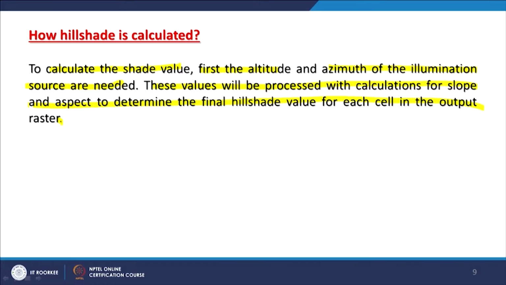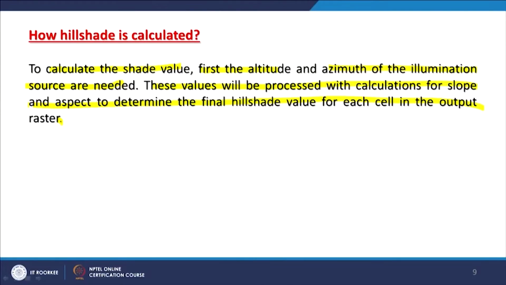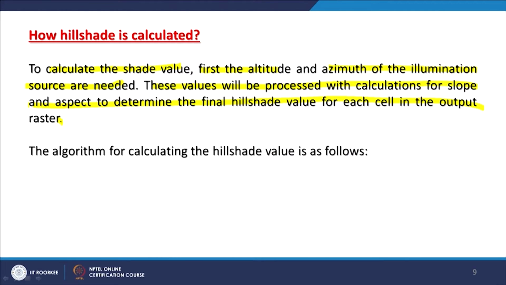So, if you are using a TIN and creating a hillshade, because a TIN by itself is carrying a slope and aspect map, this hillshade product will be created very quickly. Whereas, in the case of a typical raster, in the background it will calculate slope and aspect, and based on that, hillshade values will be calculated.